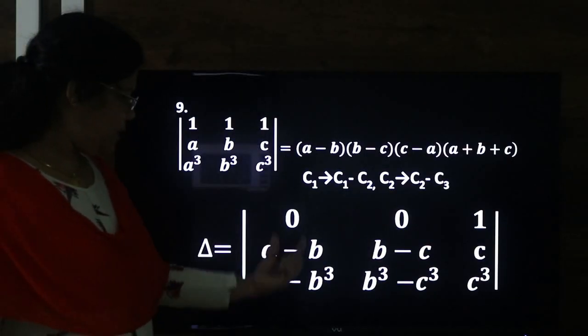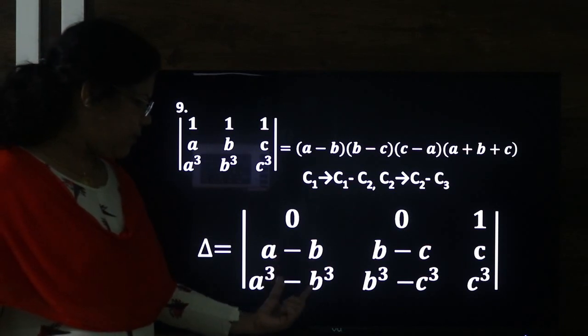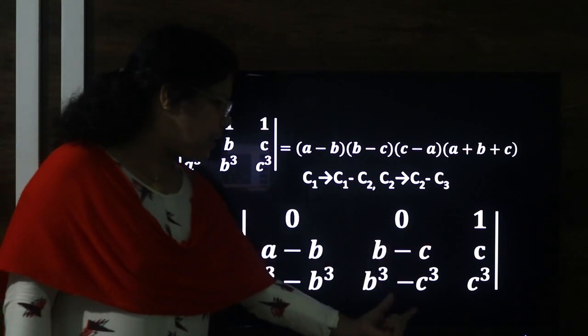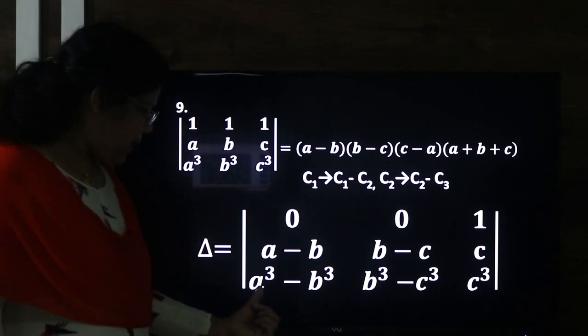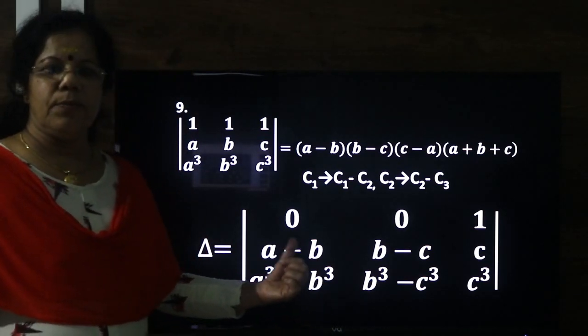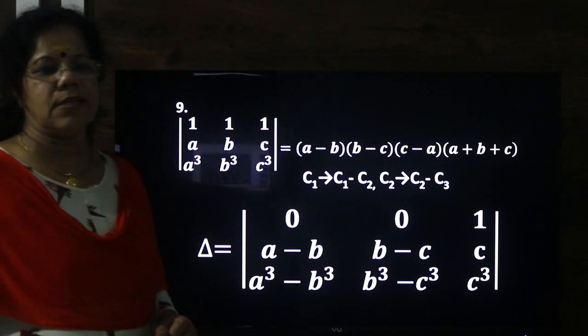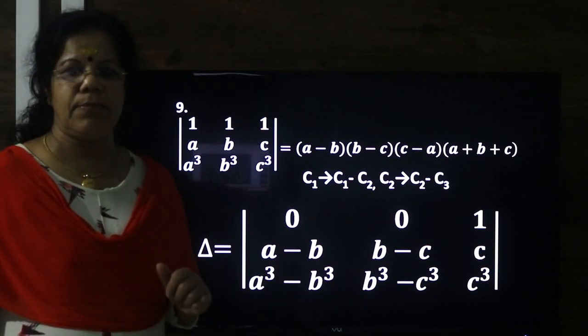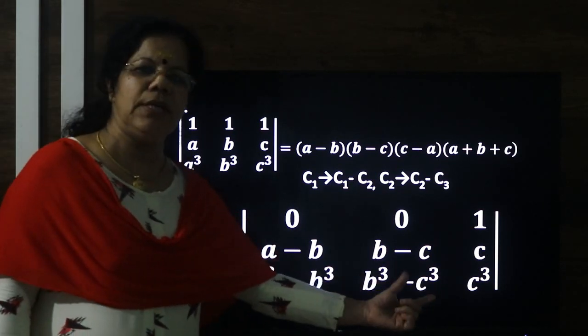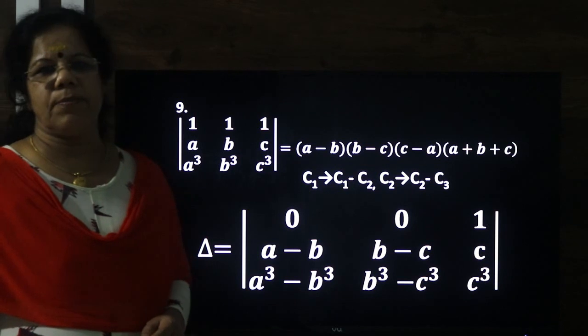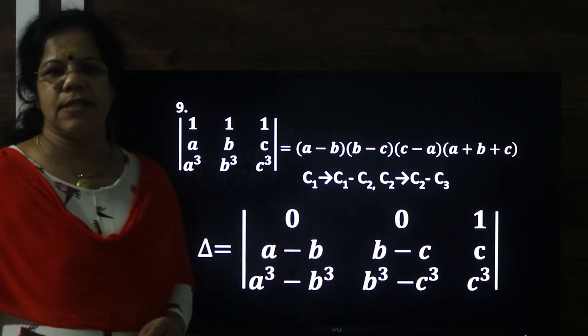From the first column you can take a minus b as common. From the second column you can take b minus c as common. Here we can use an identity: a cube minus b cube is equal to a minus b into a square plus ab plus b square. The same thing, b cube minus c cube is b minus c into b square plus bc plus c square.